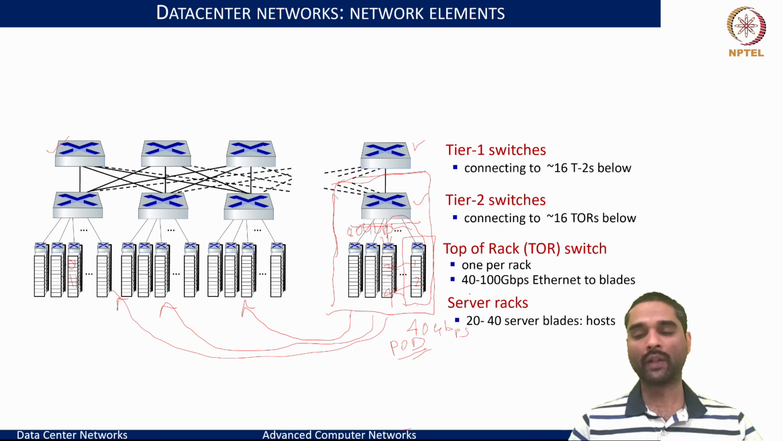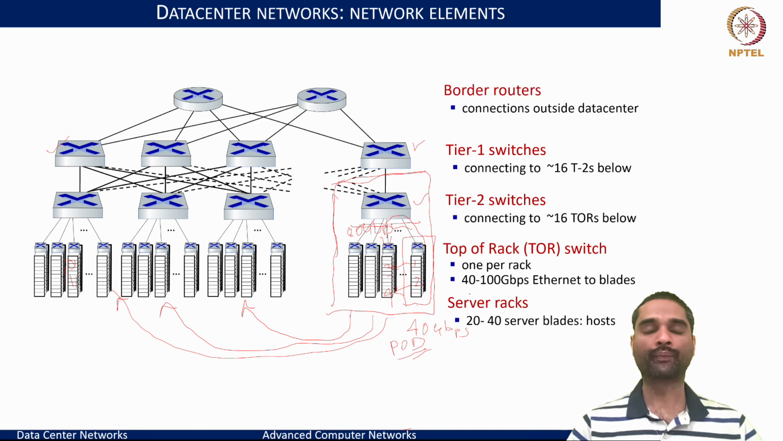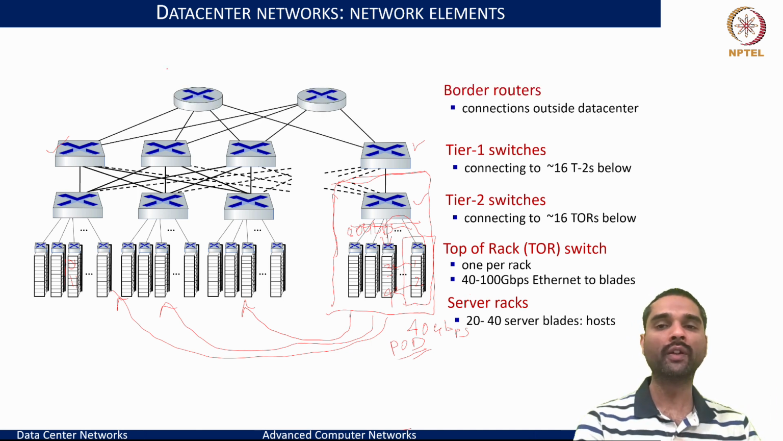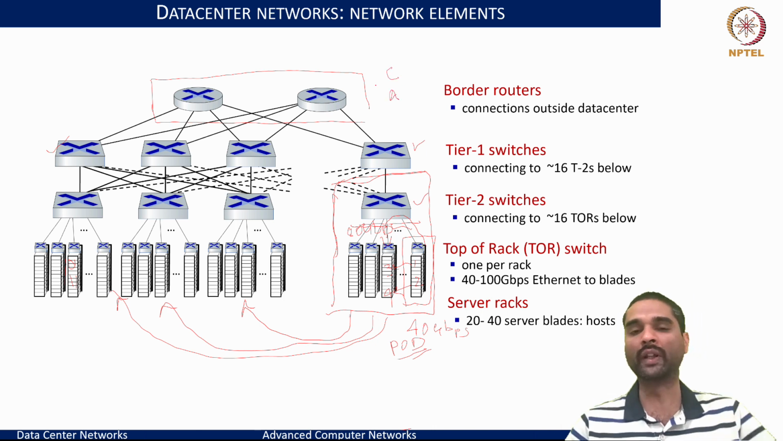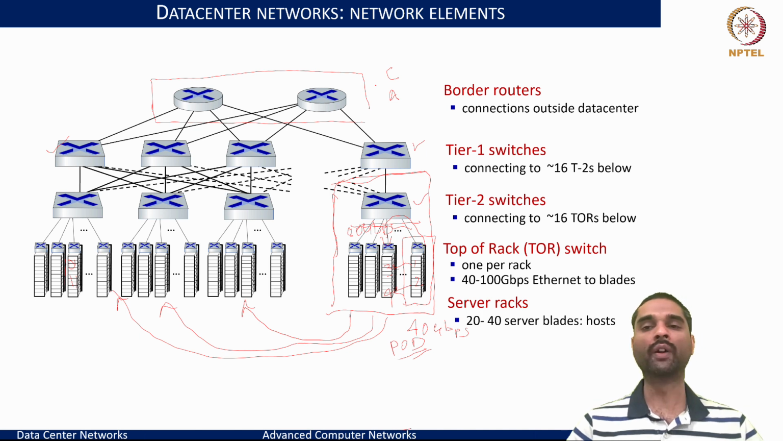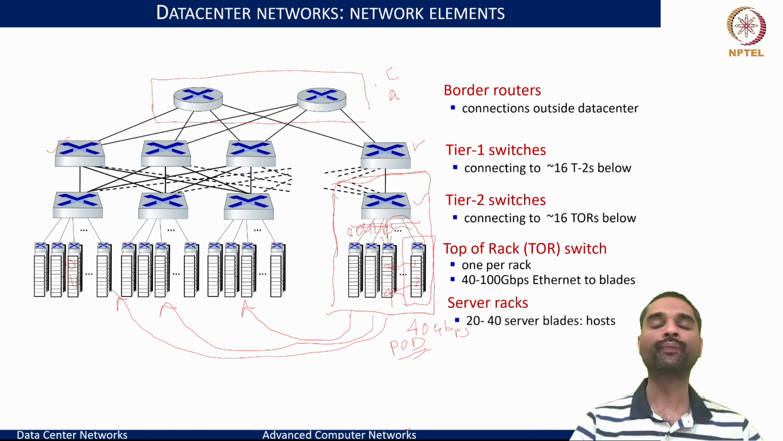And again, as this network has to connect to the outside world, we would need these border routers. And again, these border routers can be layered, as we saw, as either the core and aggregation routers or simply the core routers that enable us to connect outside. So this is a common means of setting up the data center network elements.